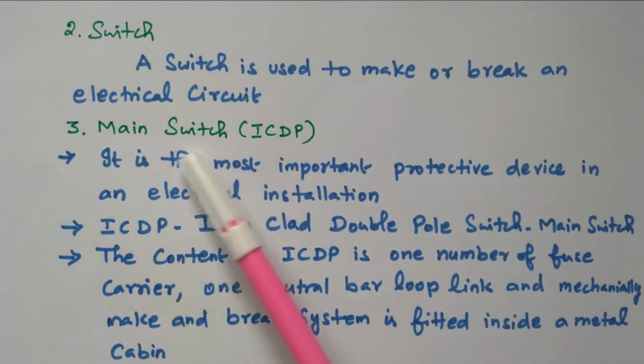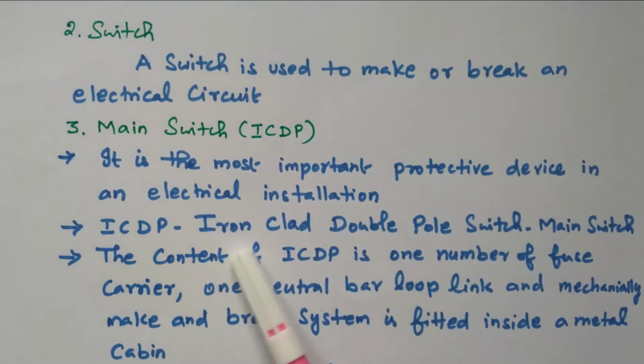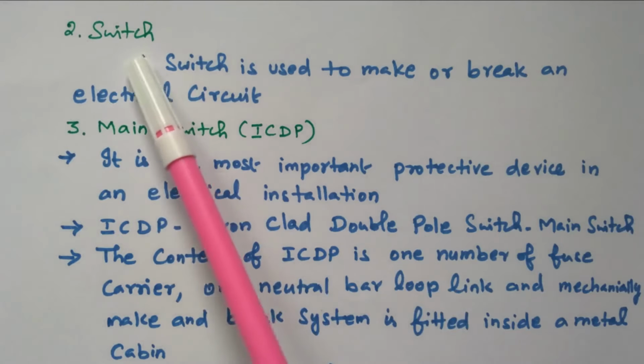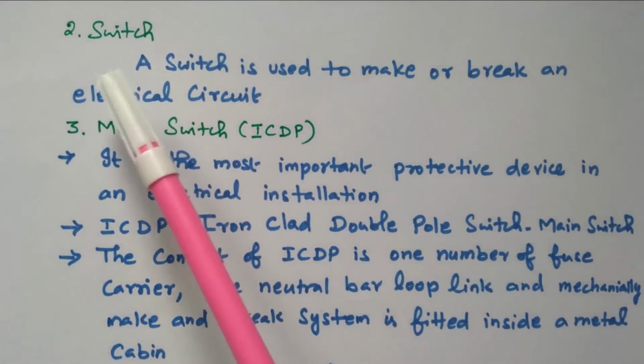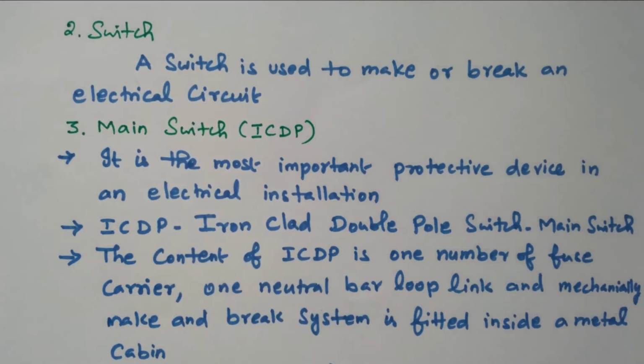Then the third one is the main switch, ICDP. What is ICDP? Iron clad double pole switch. So it's a main switch. This switch is used for the various loads, bulb or tube light or fan, like that. This main switch is connected to the main supply, the EB supply. It is the most important protective device in the electrical installation.